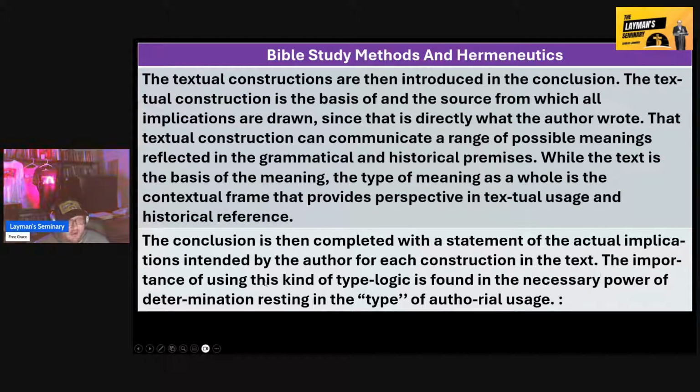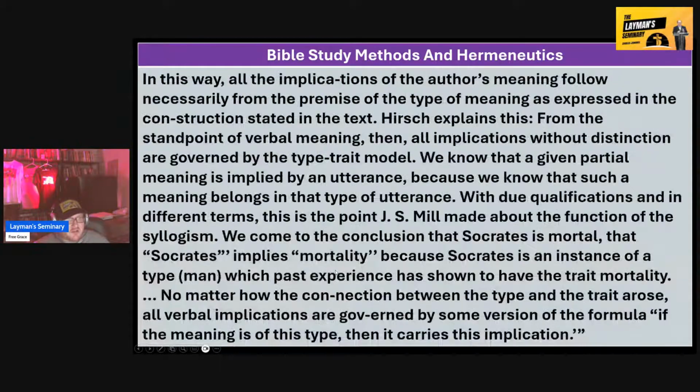The conclusion is then completed with a statement of the actual implications intended by the author for each construction in the text. The importance of using this kind of type logic is found in the necessary power of determination resting in the type of authorial usage. In this way, all the implications of the author's meaning follow necessarily from the premise of the type of meaning, as expressed in the construction stated in the text. Hirsch explains this. From the standpoint of verbal meaning, then, all implications without distinction are governed by the trait type model. We know that a given partial meaning is implied by an utterance, because we know that such a meaning belongs in that type of utterance.